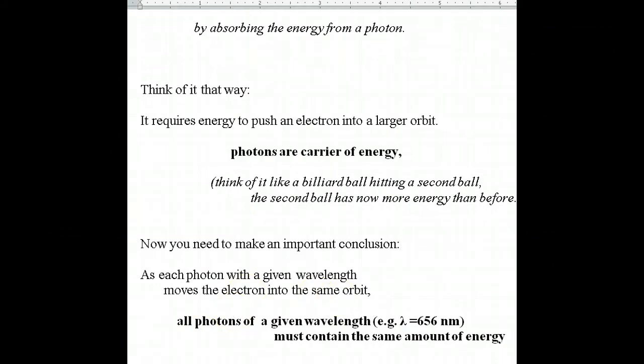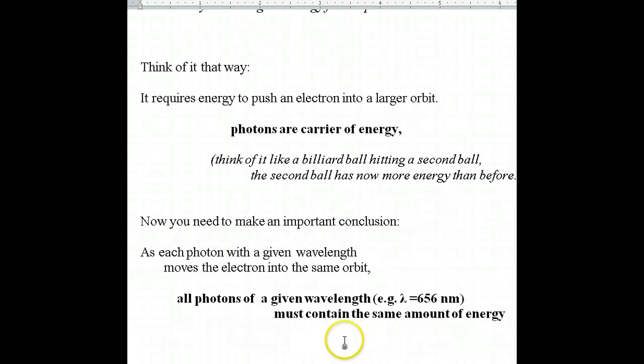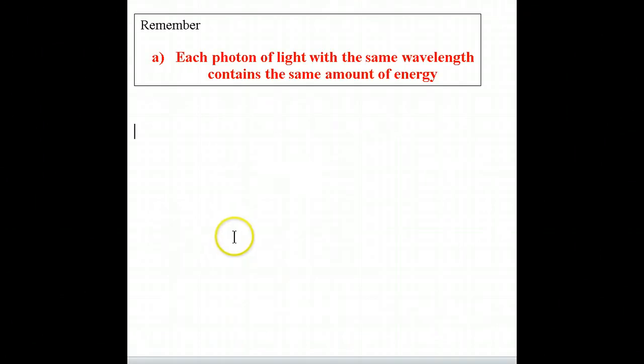Now you need to make an important conclusion. As each photon with a given wavelength moves the electron always into the same orbit, all photons of a given wavelength must contain the same amount of energy. So each photon with a wavelength of 656 nanometer must contain an amount x of energy, and each photon with a wavelength lambda of 656 nanometer contains exactly the same amount of energy. The person who discovered this first earned a Nobel Prize. Each photon of light with the same wavelength contains the same amount of energy.